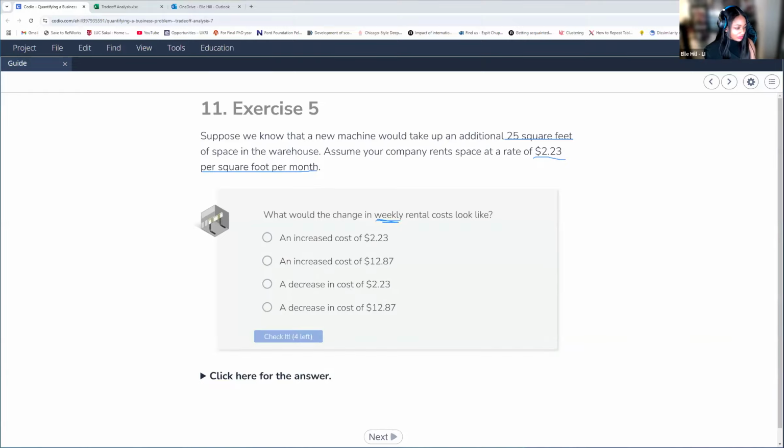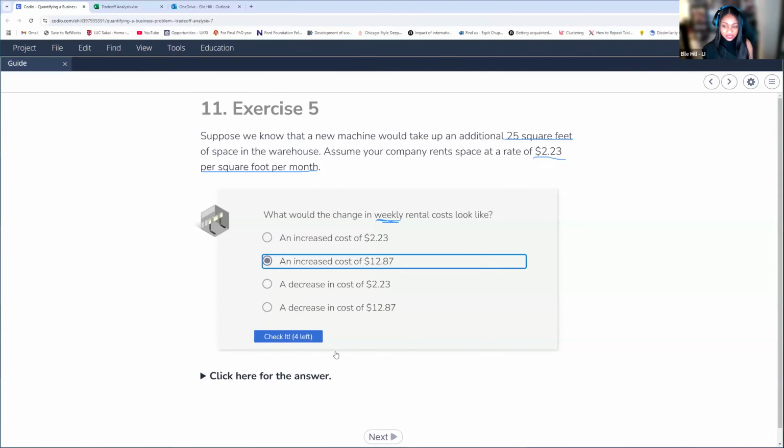Yes, you all are too speedy, but again, we're going to break this down. Well done. So our weekly rental costs, let me switch back to my mouse. It's going to be an increase because this is something that we're adding. Our business as usual means we don't have the machine at all, so that kind of crosses these decreases out. So it has to be an increased cost of $12.87.